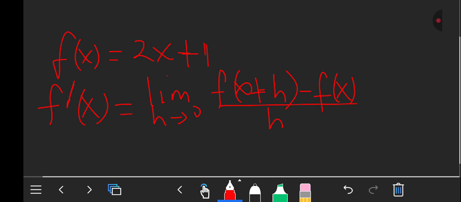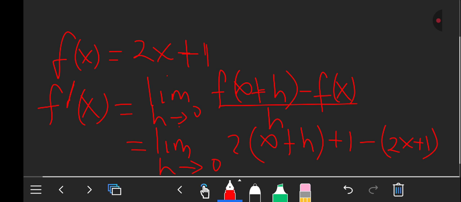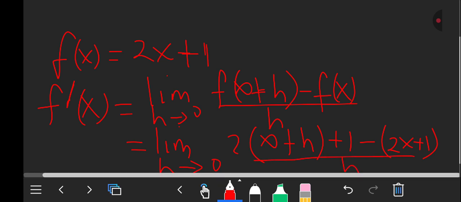So what does this mean? This means limit h approaching 0, f of x plus h, meaning that where there is x, substitute x plus h. So I'll start writing. I'll write 2, whenever I see x, I substitute that, so x plus h, then plus 1 first, then minus the function itself. The function itself is 2x plus 1. Then everything is over h.